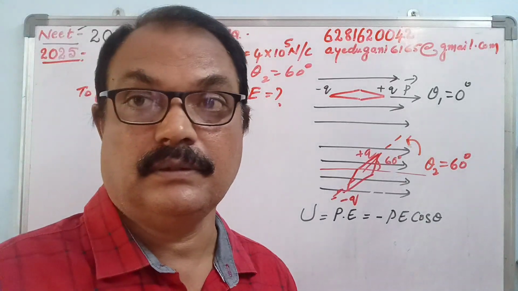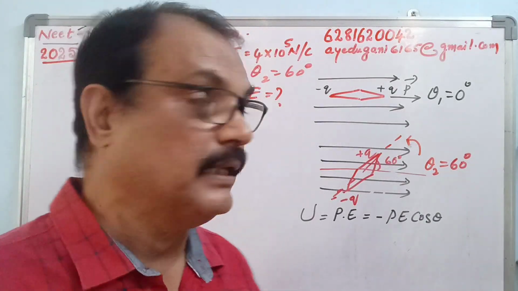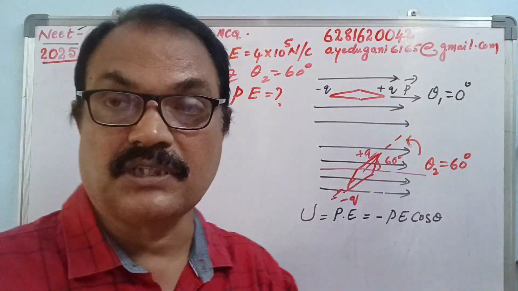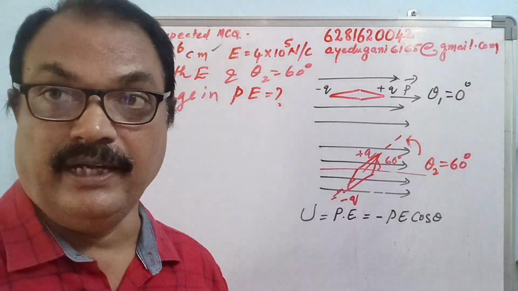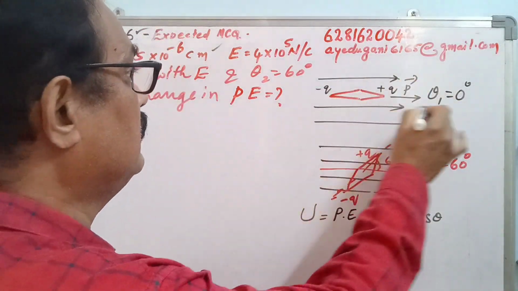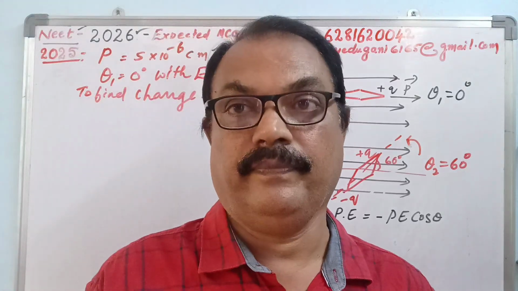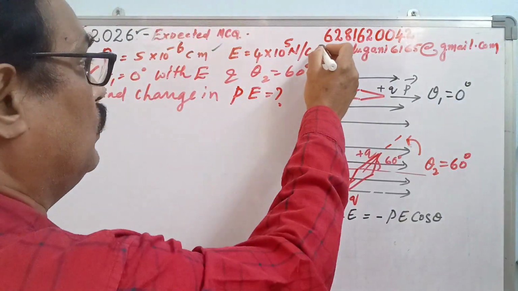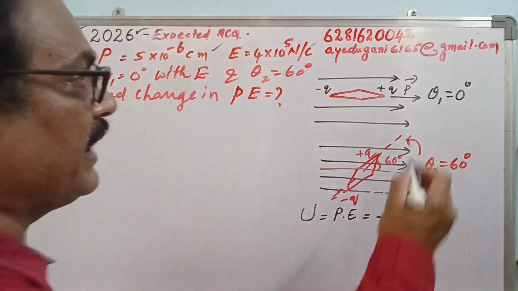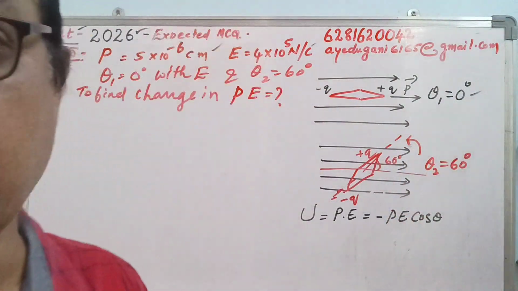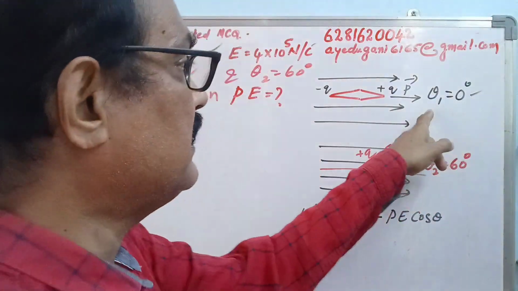Dipole moment is 2qd, you know very well, where q is the charge and d is the distance. That is given. A uniform electrical field is given as 4 into 10 to the power of 5 Newton per coulomb. Then the dipole is kept in the direction of the electric field, which means theta is 0.